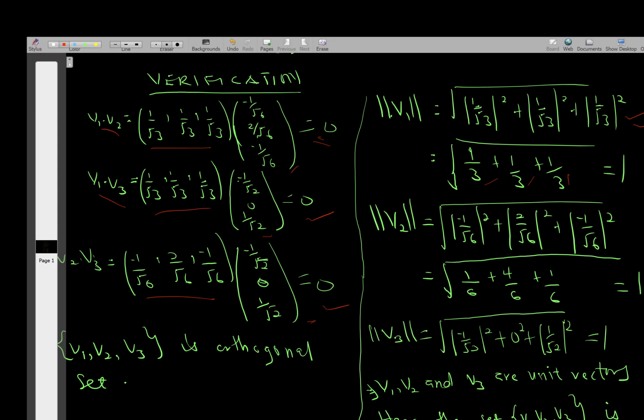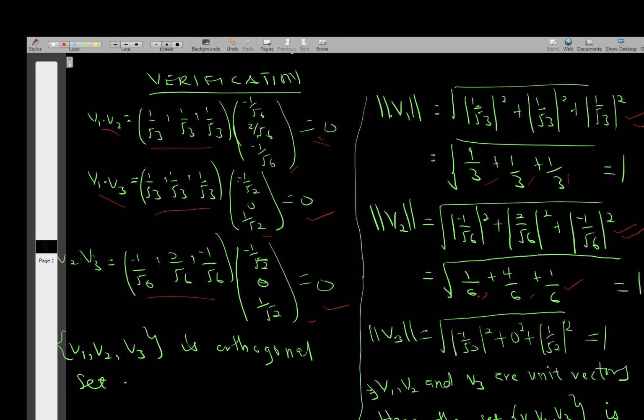Let's find the norm of v2. v2 is given by the square root of the absolute of minus 1 over root 6 squared plus the absolute of 2 over root 6 squared plus the absolute of minus 1 over root 6 squared. So the absolute of 1 over root 6, when you square it, you get 1 over 6. For 2 over root 6 all squared, 2 squared is 4 and root 6 squared is 6, so you get 4 over 6. For the last term, you also get 1 over 6. So when you simplify, you get 1 plus 4 plus 1 all over 6. They have the same denominator, so you can just add the numerators. 1 plus 4 plus 1 is 6, 6 divided by 6 is 1, and root 1 is 1. So v2 is also a unit vector.